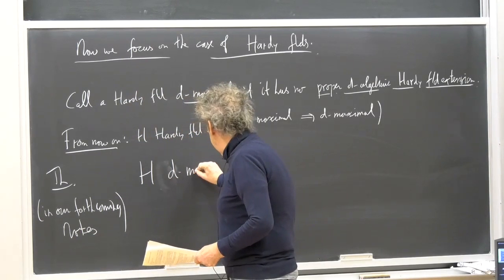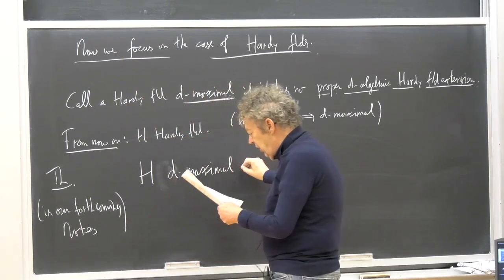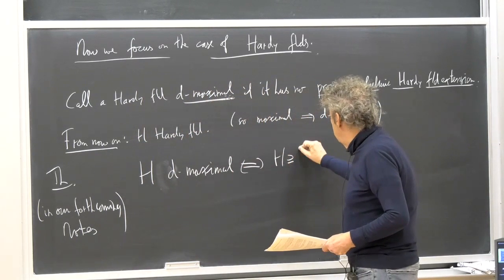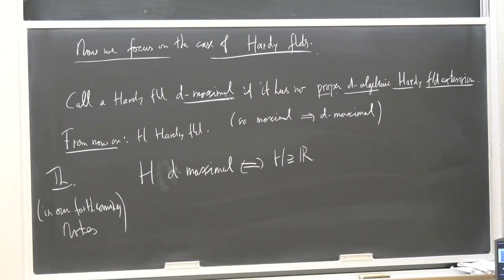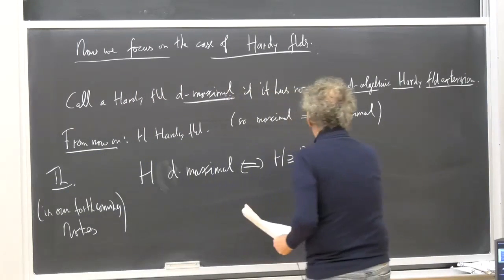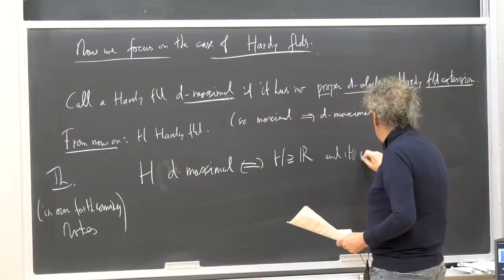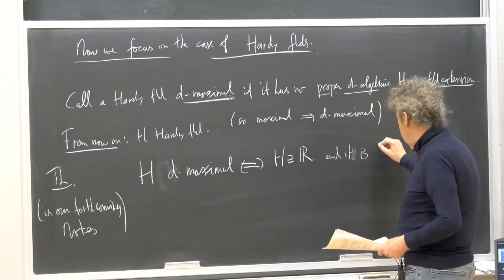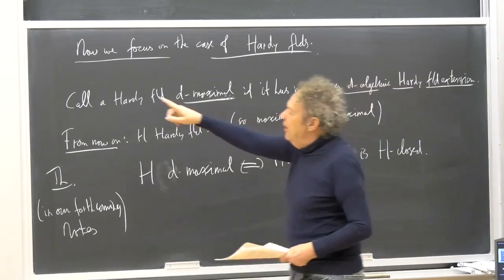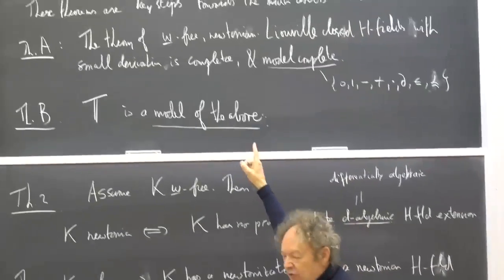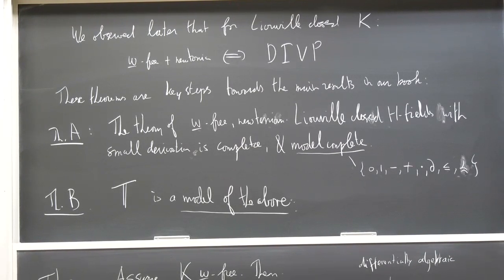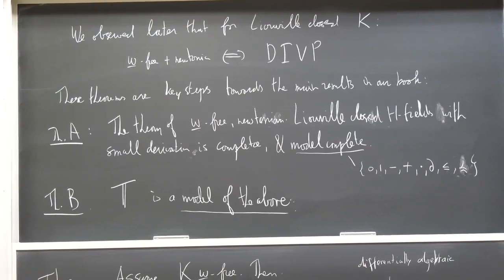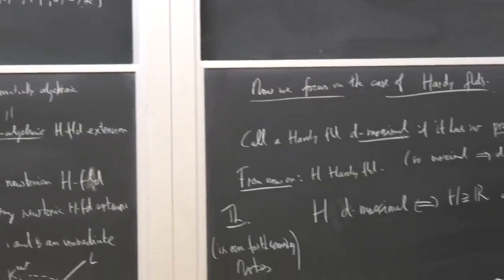H is D-maximal if and only if it contains, first of all, all the reals, right? If it's D-maximal, then since a real number itself satisfies a trivial differential equation, y prime is zero, it must contain all the reals, that's for sure. And it is H-closed. Instead of saying a model of the above, we simply say it's H-closed. An H-closed H-field is simply one that is omega-free, Newtonian and Liouville closed. It has all the good properties.